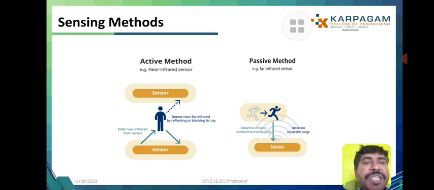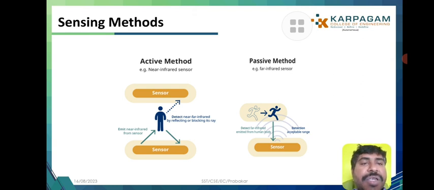There are two sensing methods: the active method and the passive method. The active method is a near infrared sensor, and the passive method is a far infrared sensor. Normally we use infrared. Radio waves are there, and infrared is there. Radio waves are penetrable and not tangible, and infrared is not penetrable, but we use it for monitoring and capturing.